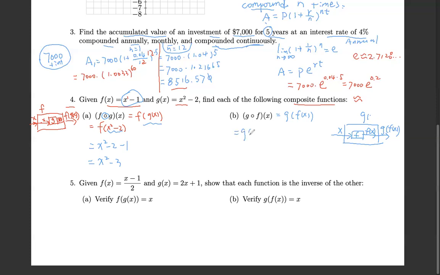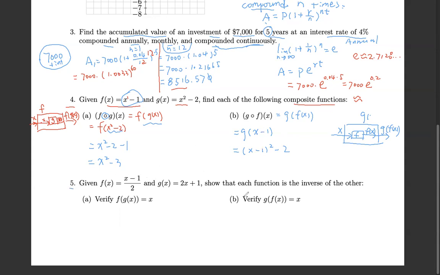So g takes f as input, where f is x minus 1. How is g defined? g says square the input, subtract 2. So we square the input, subtract 2. Our input is x minus 1. So we square it, minus 2. And you can leave it like this. You don't have to expand this. Just leave it like that. So this is talking about composition functions.